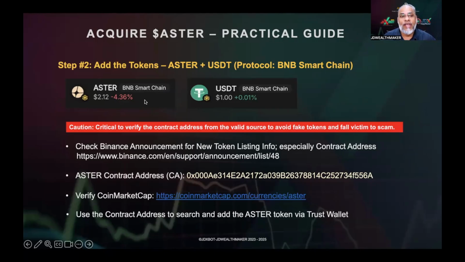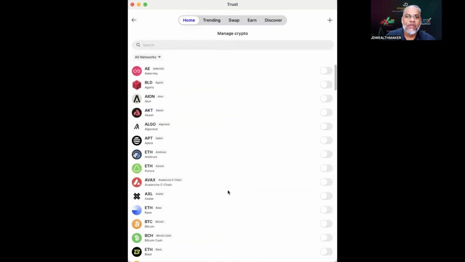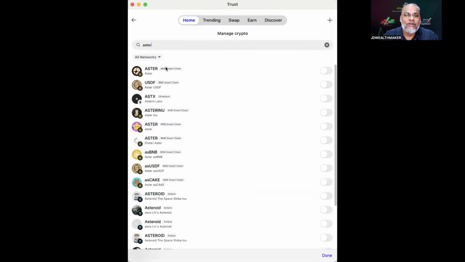Okay, so now we want to add the token. All right, we want to add the token. So we go back to our Trust Wallet. Now you need to follow the steps carefully. So now how do you add the token? You see Manage Crypto, right? Tap Manage Crypto. And here you see there are a lot of tokens. If you just put, let's say, ASTER, you see there can be other ASTER. So that is where you have to be very careful.